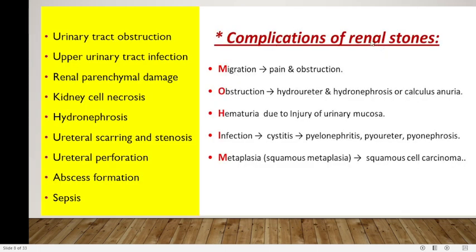We can abbreviate these renal stone complications with the mnemonic MOHIM. The M stands for migration, leading to pain and obstruction. The obstruction leads to hydroureter and hydronephrosis or calculus anuria, and hematuria due to injury of the urinary mucosa. We have infections, especially cystitis, pyelonephritis or pyoureter or pyonephrosis. Lastly, we have metaplasia, where squamous metaplasia mutates to form squamous cell carcinoma.